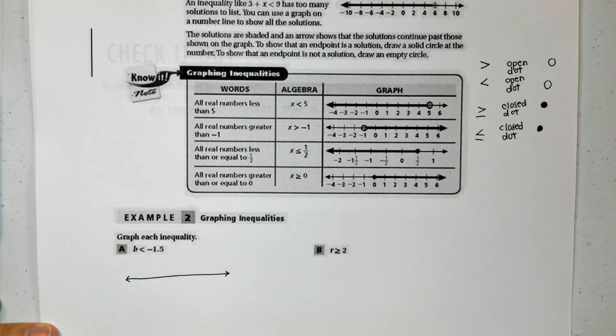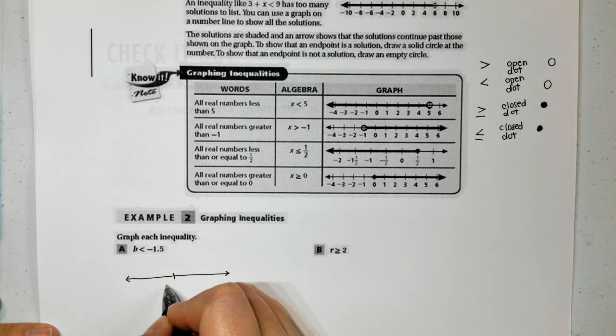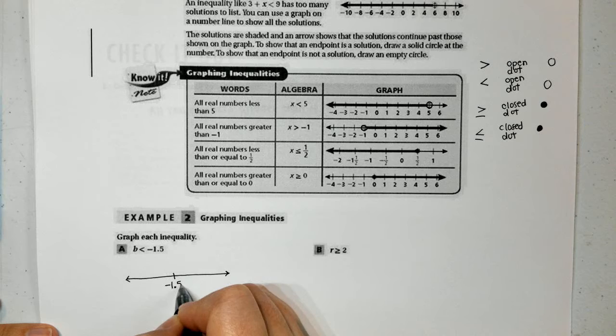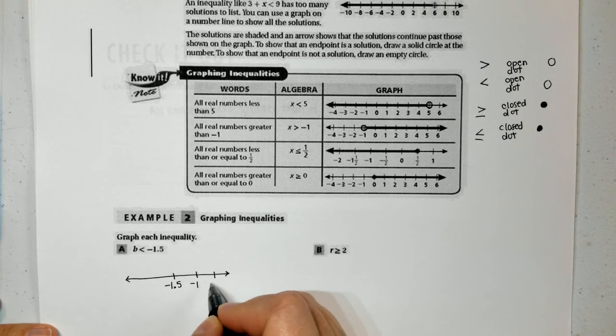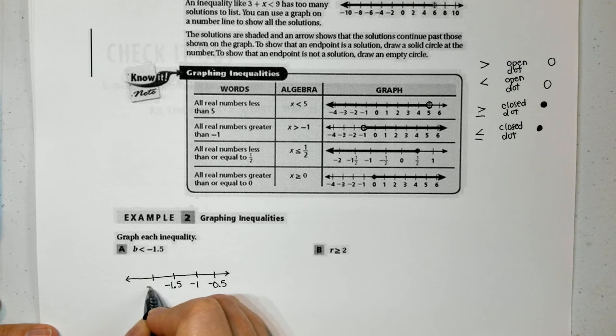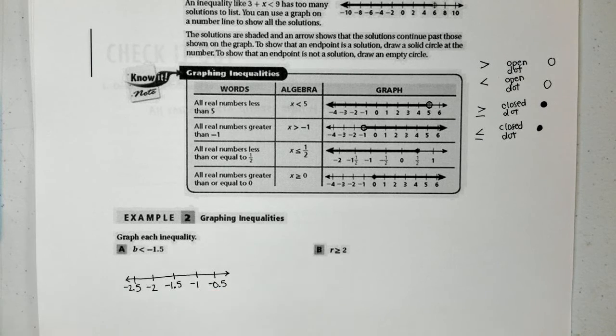When you draw your own number lines, you can use whatever scaling you want, as long as it makes sense for the problem and includes your important numbers on the number line. So I'm going to put -1.5 right in the middle, and then go -1, -0.5, so I'm counting by 0.5, and then -2, -2.5. All right, so now I'm going to go ahead and graph.